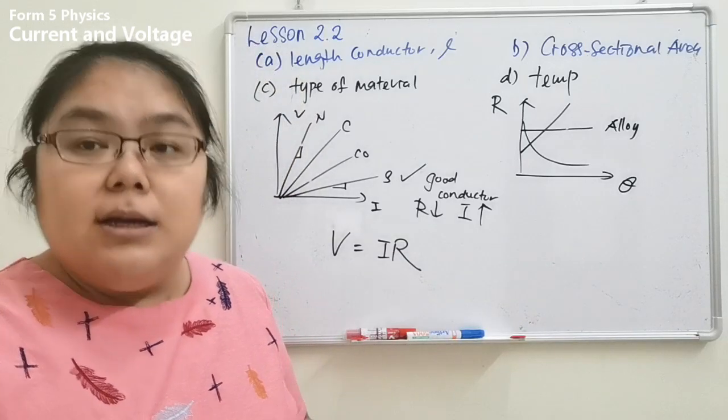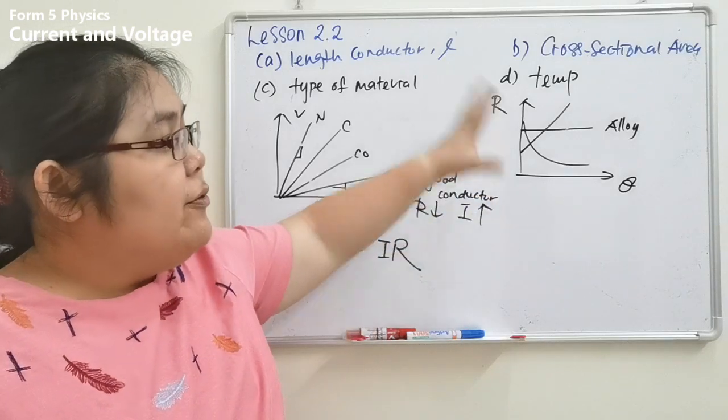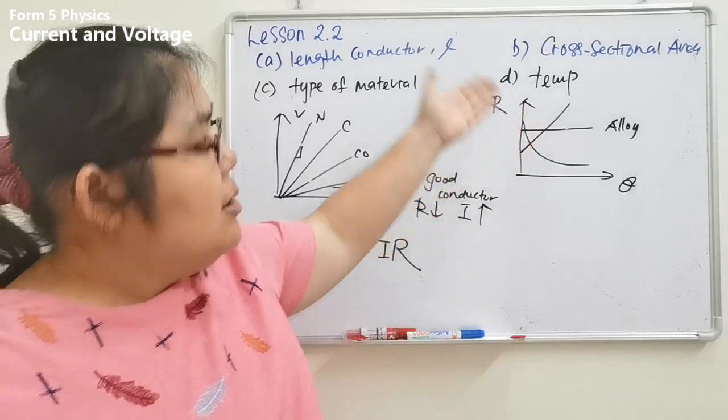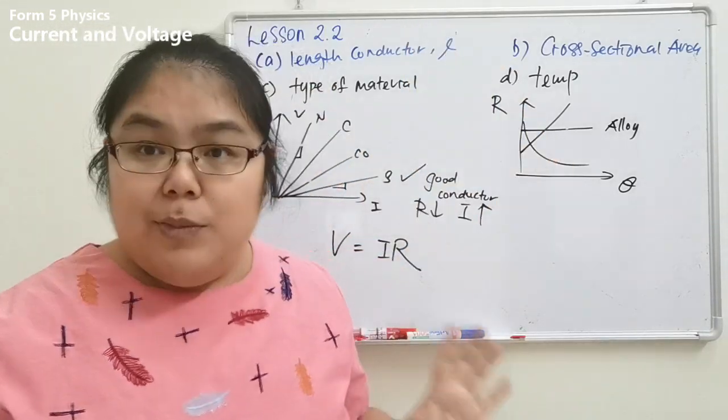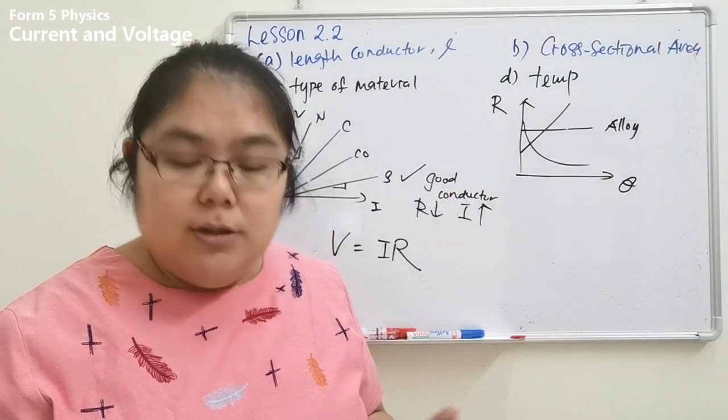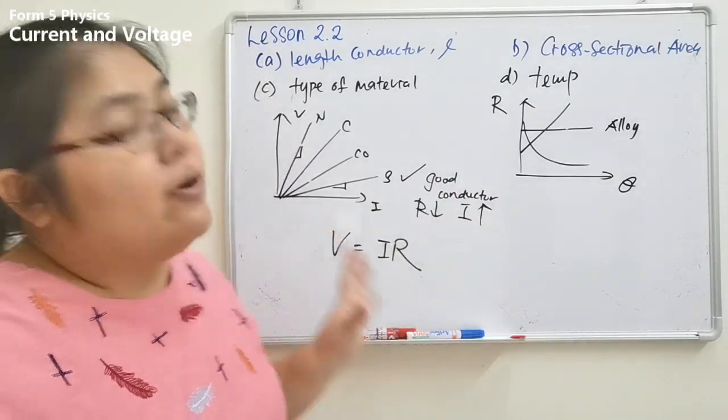So that one is a different thing. The three different types, you find the result is different: alloy, metal, and the last one, semiconductor. This one will be affected by temperature. Okay, so this is the last factor.